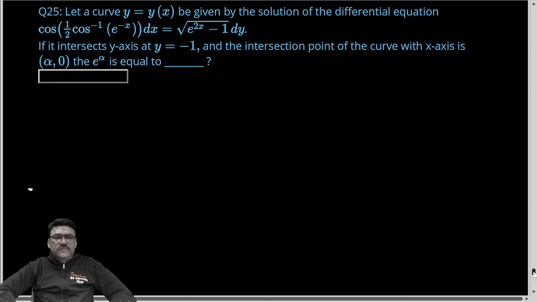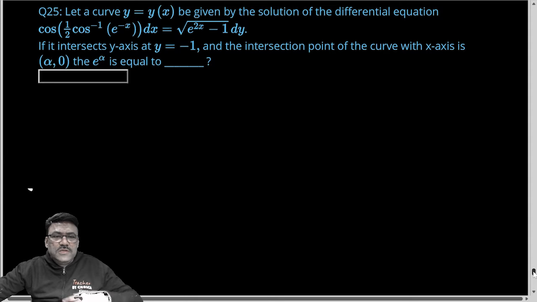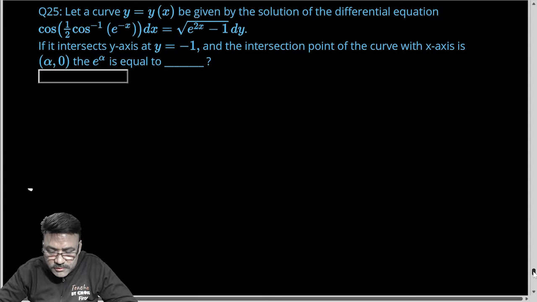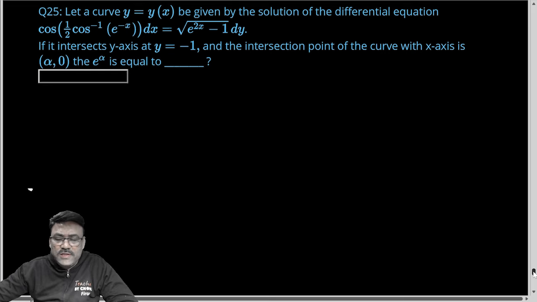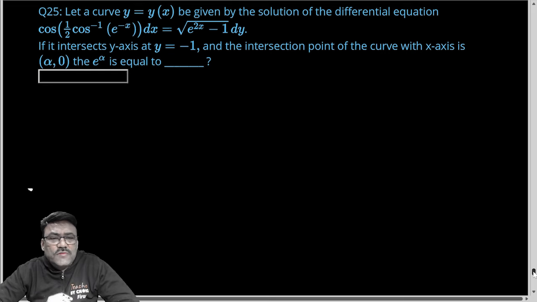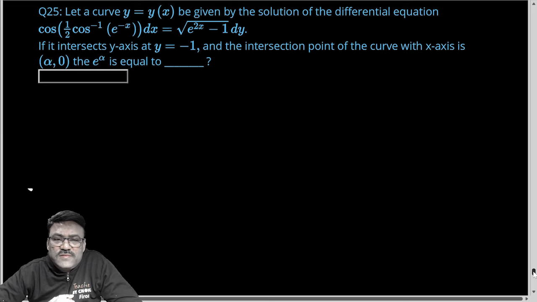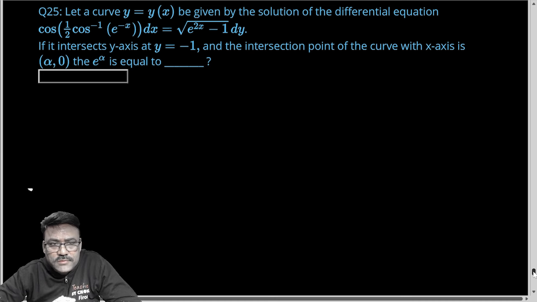Okay, let's see this question now. This is from differential equations, a slightly lengthy question. Cos of half cos inverse e raised to minus x, dx is equal to under root e raised to 2x minus 1, dy. This is the differential equation.